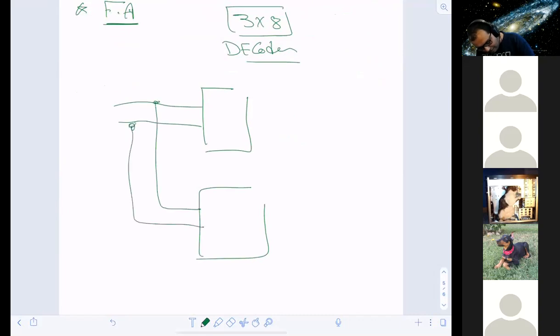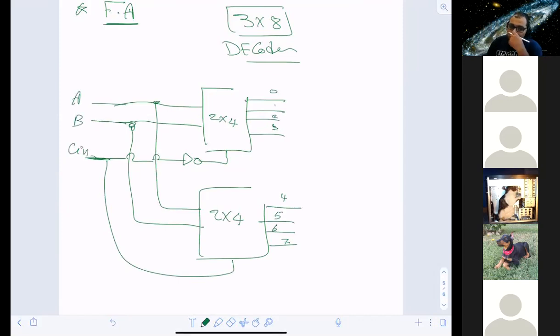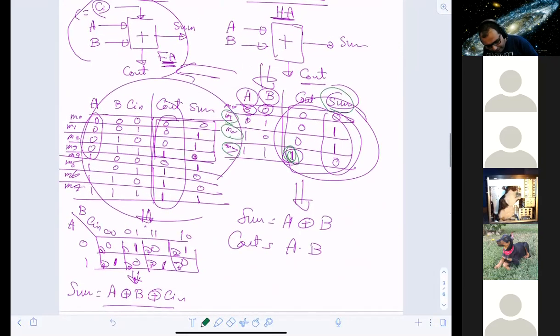Then you would have the enable here, connected like this, right? This is a 2-to-4, and this is a 2-to-4. Here are outputs 0, 1, 2, 3, and here 4, 5, 6, 7. Do you agree? And here are the 3 inputs, which in this case are A, B and Cin. Here is the 3-to-8.